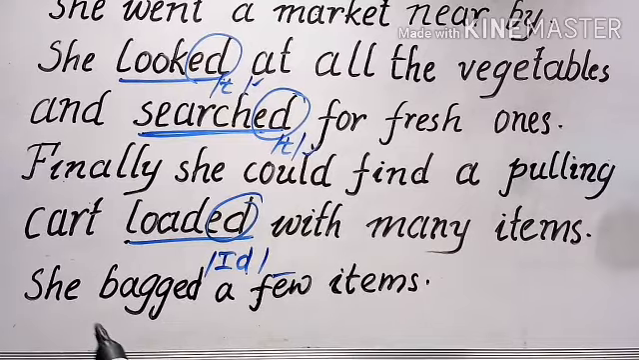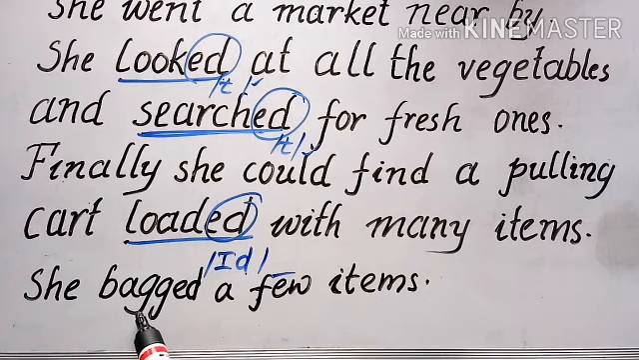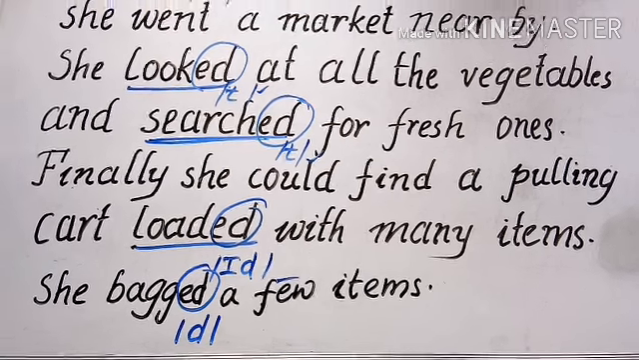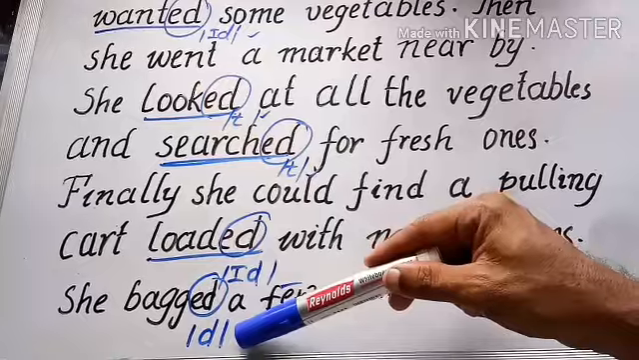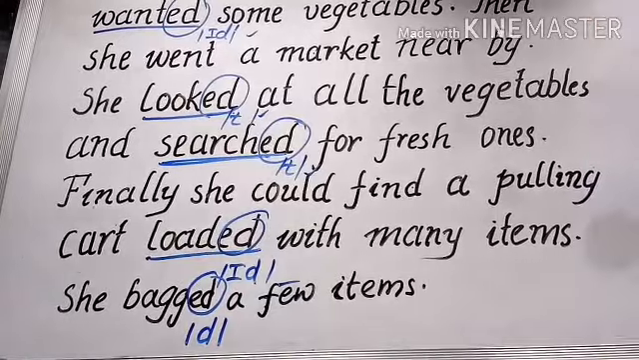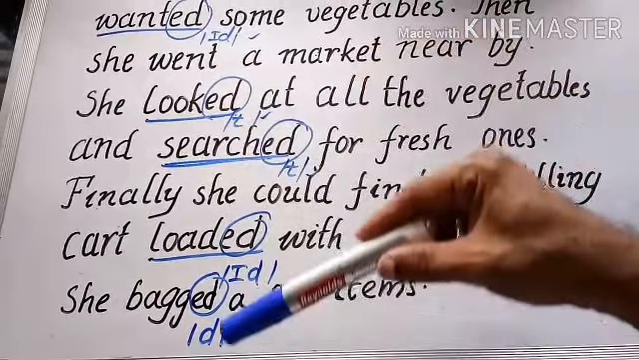And finally she bagged a few items. Here we have another word, bagged. Here the suffix ed is d, bagged, this is d. So if we observe all these items, we have three pronunciations. One is id, another one is t, another one is d. So by this we can know there are three varieties of pronunciation of the ed suffix added to verbs: id, t as well as d.